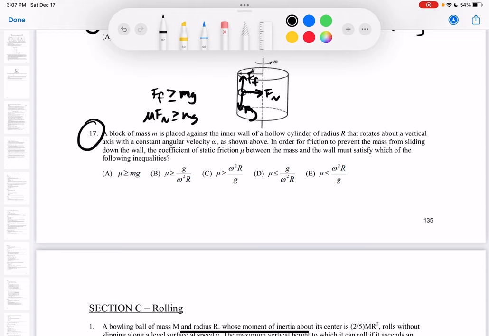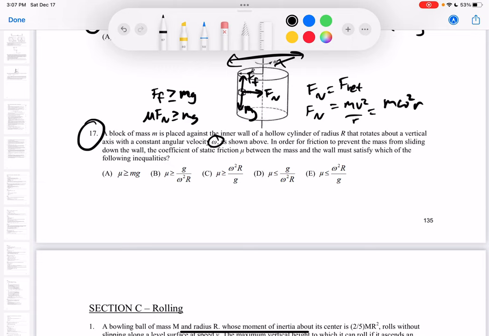Now here's the question. I don't know what Fn is. I can't leave that in my answer, right? So I need to figure out what Fn will be. Well, Fn is my net force in this x direction here. And what kind of motion is happening in that direction? Centripetal motion. Okay, so this is my F net. What type of F net? Well, mv squared over r. So that's equal to my Fn. But since they give me omega, I'm going to change this to m omega squared r. Okay, so Fn equals m omega squared r.